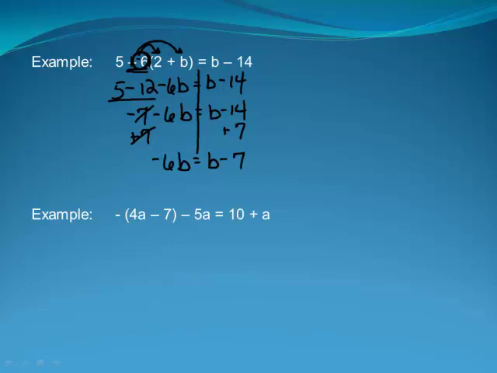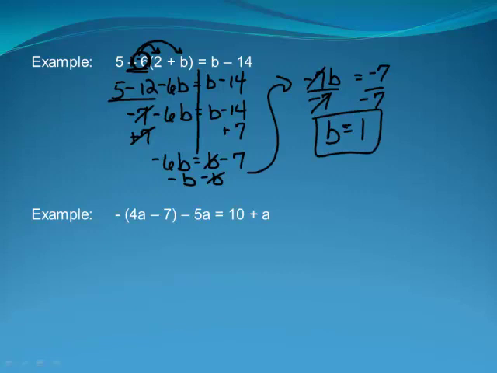Want my b's on the left-hand side, so that's a positive 1b, so I'm going to subtract it from both sides. B minus b is 0. On my right-hand side, then, I'm left with a negative 7. 0 minus 7 is negative 7. Left-hand side, negative 6b and a negative 1b gives us a total of negative 7b's. And if we divide both sides by negative 7 to isolate that b, b is equal to negative 7 divided by itself, which is a positive 1.